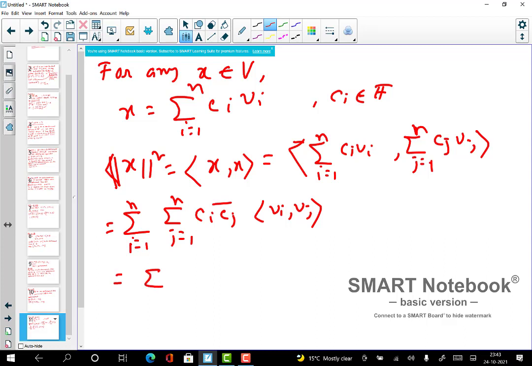It will be summation i equal to 1 to n, okay? And when j equal to i, this will survive. So when j equal to i, it will be c_i c_i bar, and this portion will be 1. So it will be summation of mod c_i whole square, that is c_i c_i bar, i equal to 1 to n.